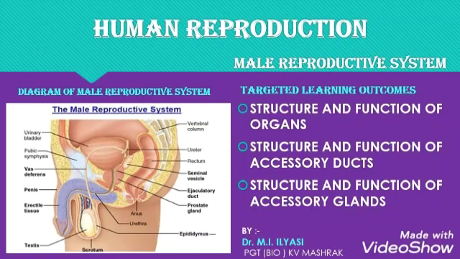Bulbourethral glands secrete a fluid that lubricates the penis and neutralizes any residual acidity in the urethra.